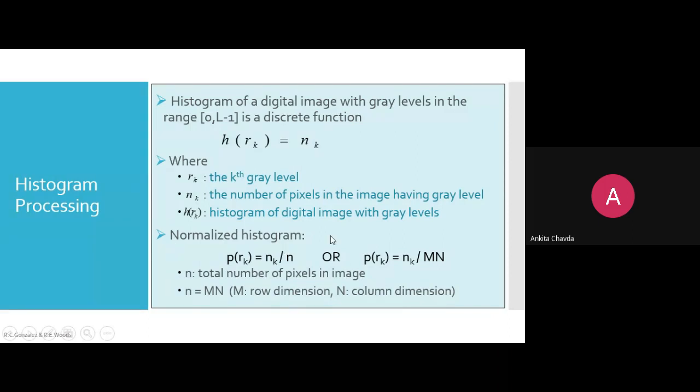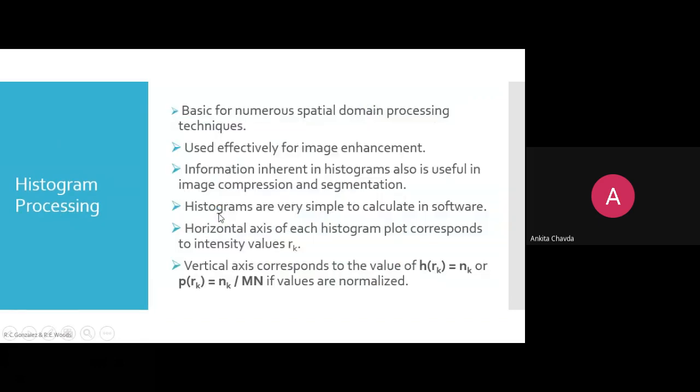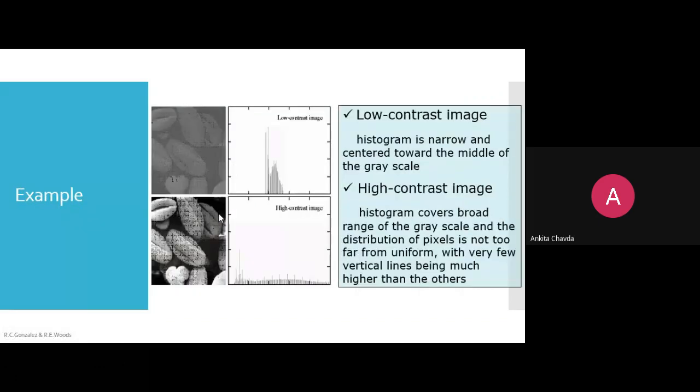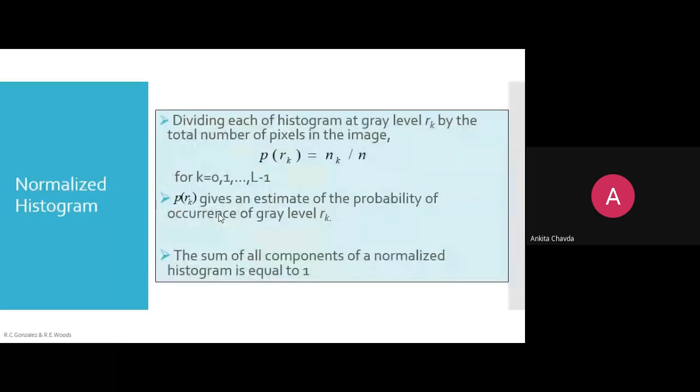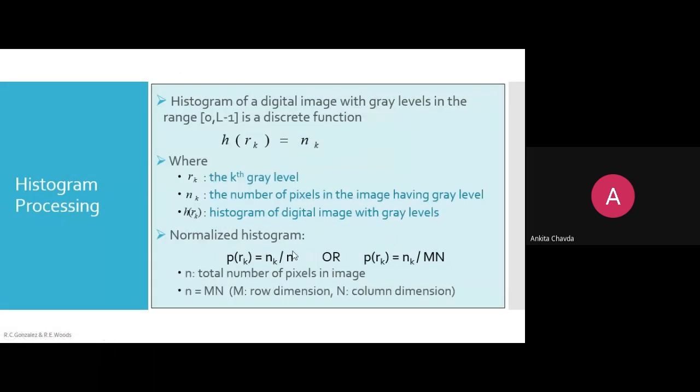So what is a normalized histogram? We will see all these topics in detail, like what a histogram is and what histogram equalization is. But what I have written in this blue box is just to remember. So normalized histogram: I used the histogram equalization function, histeq. I am dividing all my pixels among all the intensities. That is what I did, and that is why I was getting better results. You have seen that, right?